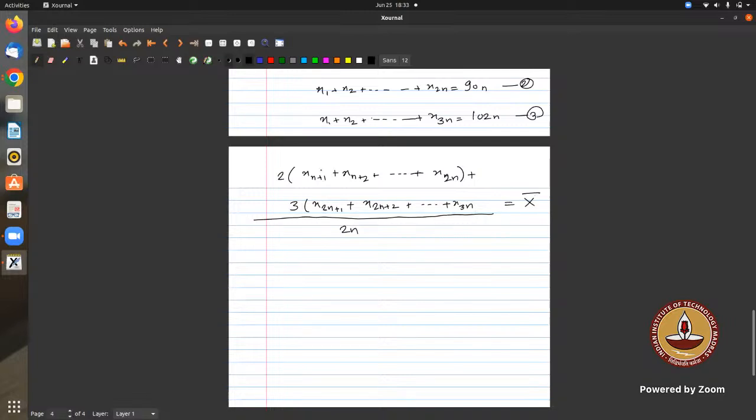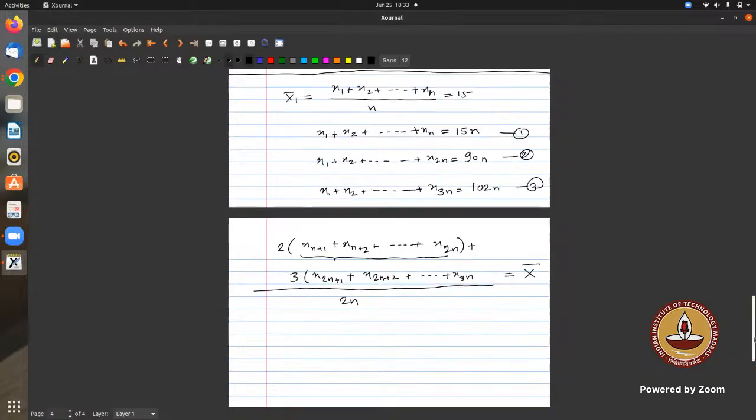So what is the sum of this? How will I find the sum? It is 75n, which is equation 2 minus equation 1. So this implies this is 2 times 75n, which is 150n.